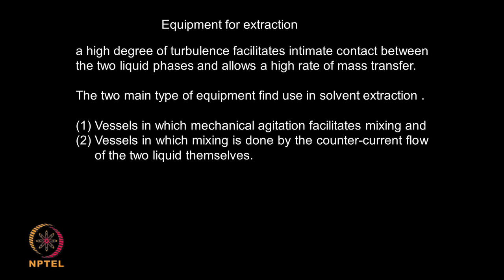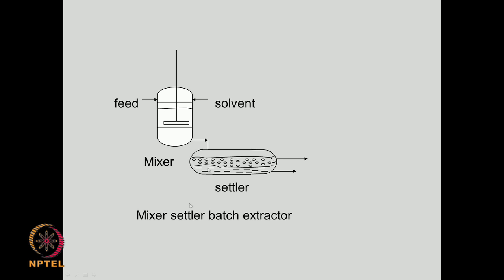So, this is how it is done. If you use mechanical agitation, you get very good agitation and surface renewal, but you are using more energy. In counter current systems we have better mixing by using tower type extracting equipment and so on. We will look at some of those designs here. This is the simplest of the lot, called a mixer settler batch extractor.